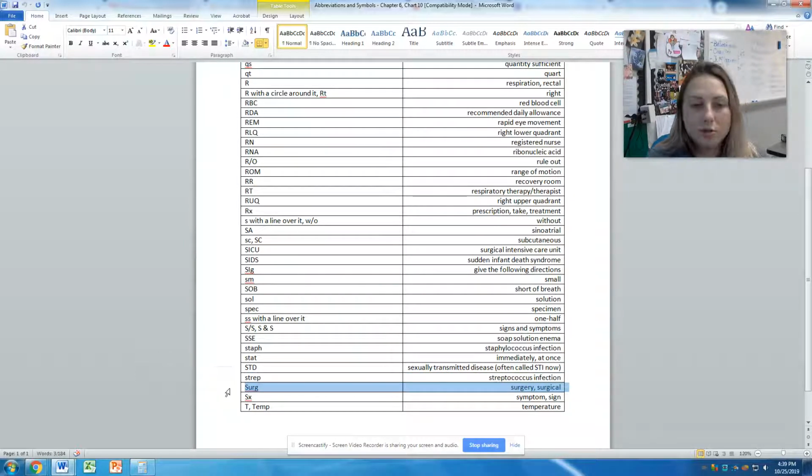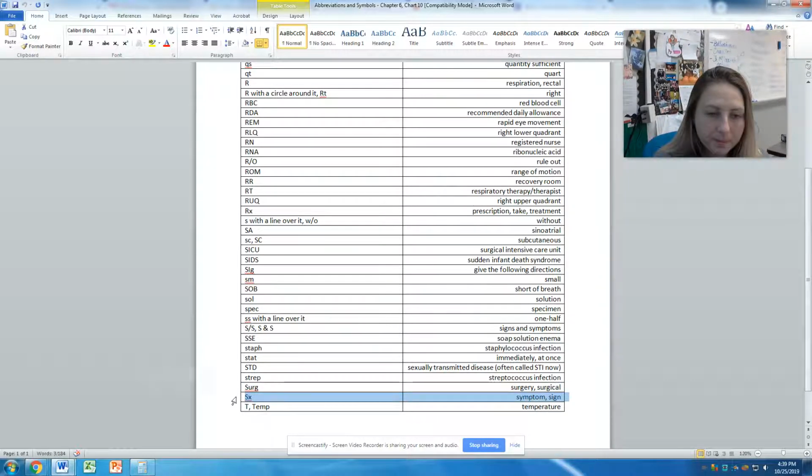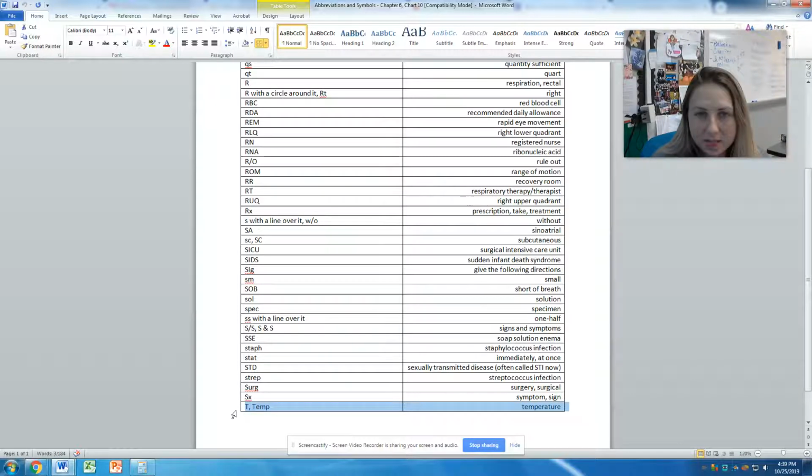Surge. This means surgery or surgical, like a surge nurse. Surge department literally means surgery. Plain and simple. SX is a sign or a symptom individually, not S&S or S/S, right? That's signs and symptoms. This is a sign or a symptom. Okay, moving on. Temperature, it's capital T, which is usually how we abbreviate it on vital signs, or you can do temp with a capital T.